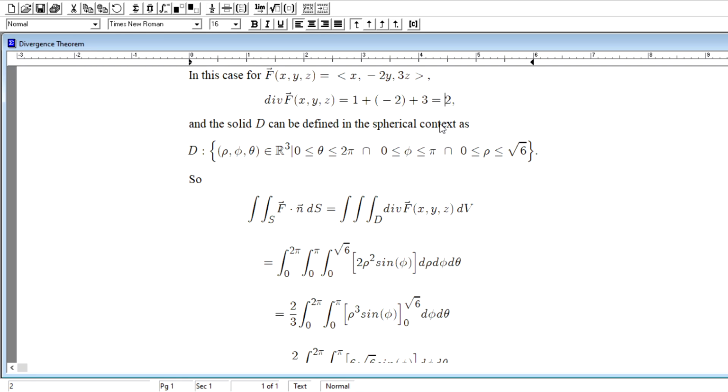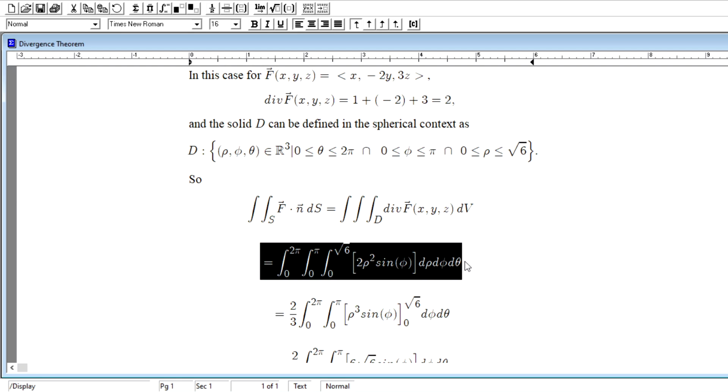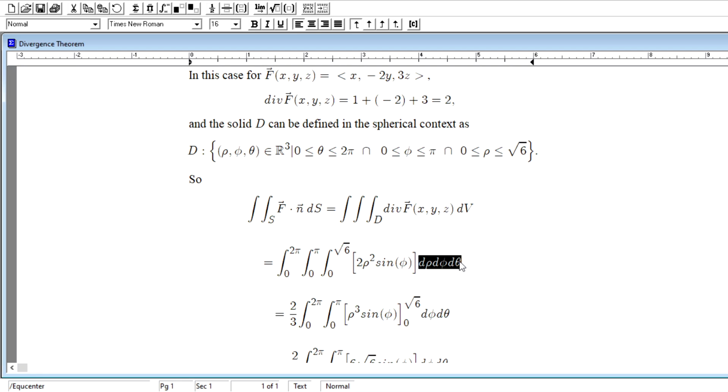Here we defined everything in the spherical context. So my bounds on D are defined in the spherical context and integrated with respect to the order d rho, d phi, d theta, where I do, because of the conversion into the spherical context, have to make this Jacobian transformation of the integrand, take this rho squared sine phi and incorporate it into this factor along with the divergence of f, right, along with that value of 2. So we get 2 rho squared sine phi as our initial integral.